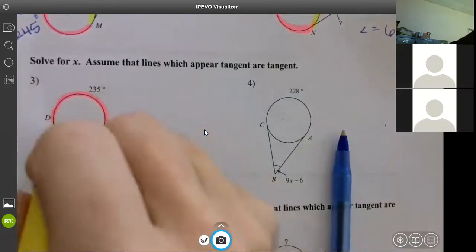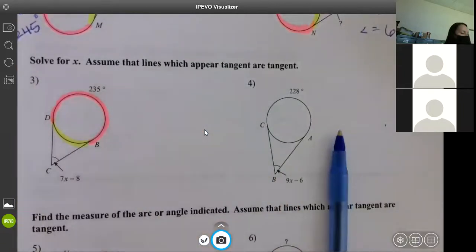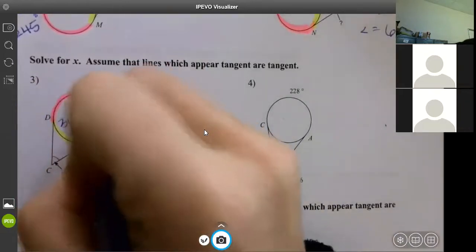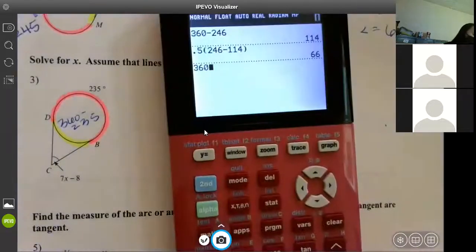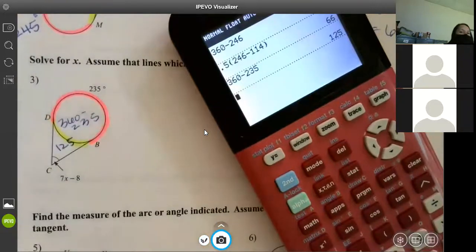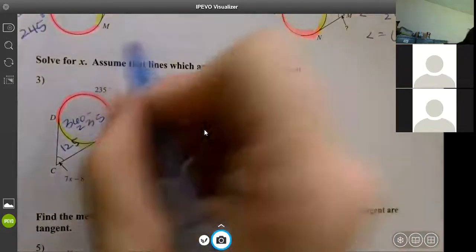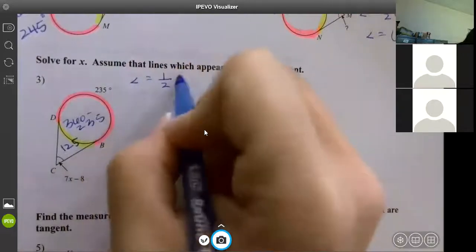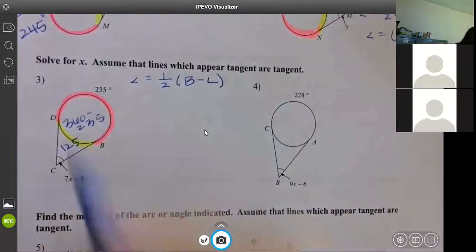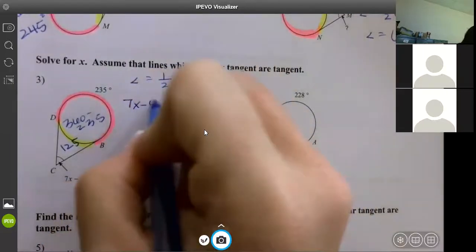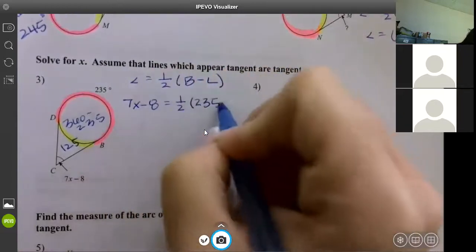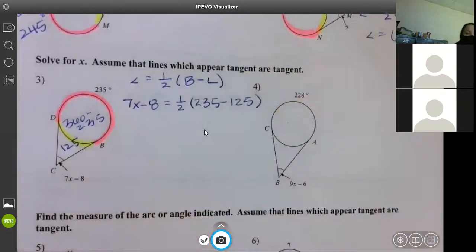So there's your first arc. We need to find the little arc. How do we find the little arc? 360 minus 235 gives me 125. So then our formula again is angle equals half of the big minus the little. But this time we have an expression for the angle, so we're going to put that expression in. Equals 1/2. Your big arc was 235. Your little arc was 125.